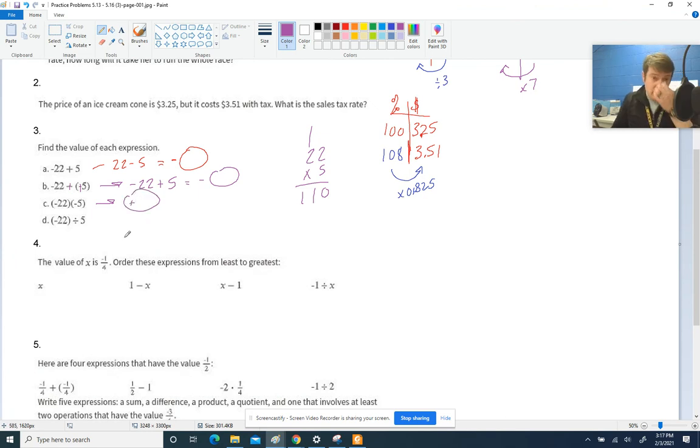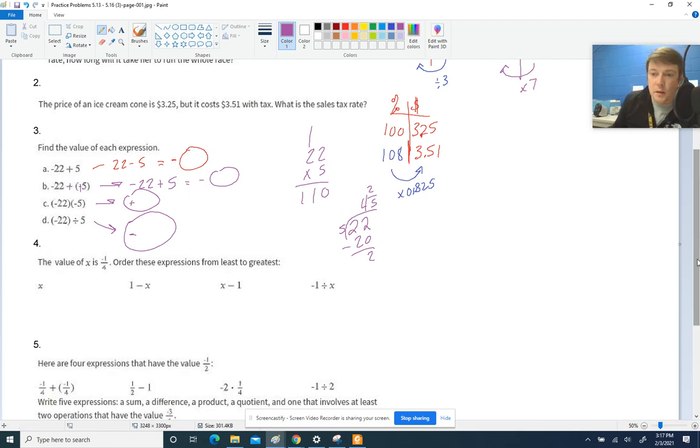And then the very last one, you're doing division. So you can set this up as 22 divided by 5, which it goes into it 4 times with 2 left over, so you can get 4 2/5. Just remember when you write your answer here, it is going to be negative. It's going to be negative, our difference there, 4 2/5.